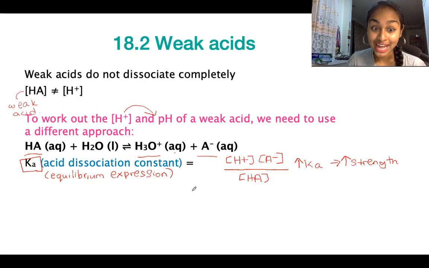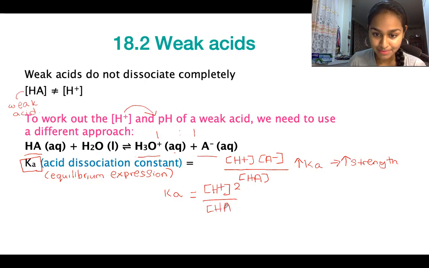When you do your calculations, it's worth remembering that H plus and A minus exist in a 1-to-1 ratio, and therefore this can actually be simplified to Ka equals H plus squared, because they are the same value, over HA. Okay, good. So that's definitely worth remembering, that H plus is squared at the top.